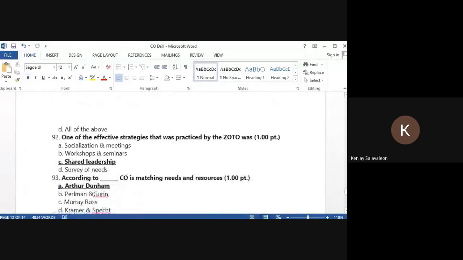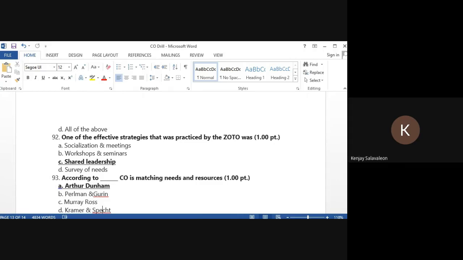92. One of the effective strategies that was practiced by the Zoto was socialization, meetings, workshop, seminars, survey of needs, and shared leadership. Naging effective yung Zoto because of shared leadership. As you may know, yung history ng Zoto, yan kasi yan during the time of martial law. Pinapalaya sila kasi sa Tondo area, dun sila sa malapit sa dagat na sila. Seaside sila. And because sa seaside sila, there was an initiative by business people na palayasin yung informal settler para gawing pier ng kanilang lugar.